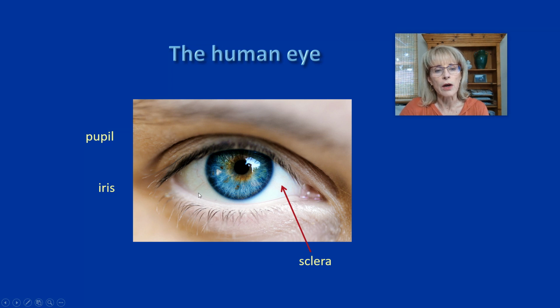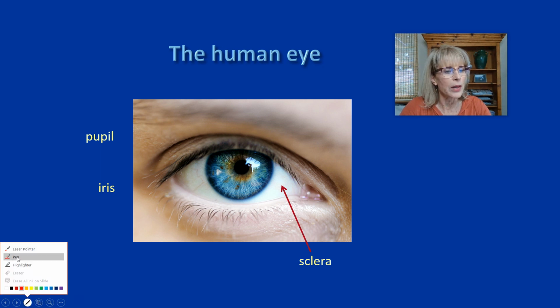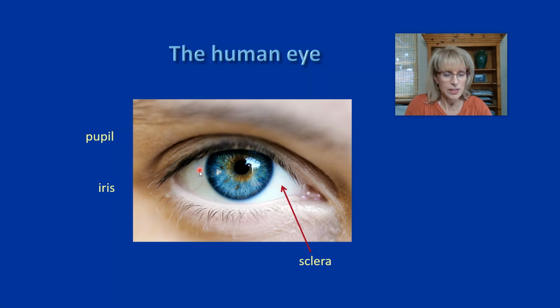Now, on the surface of the white part of the eye, you see these delicate blood vessels. Let me find a laser pointer, okay? These delicate blood vessels right here are actually in a very thin film of tissue that is called the conjunctiva. If your eyes are red, it's because the blood vessels inside of the conjunctiva have gotten larger and there's more blood going through them.